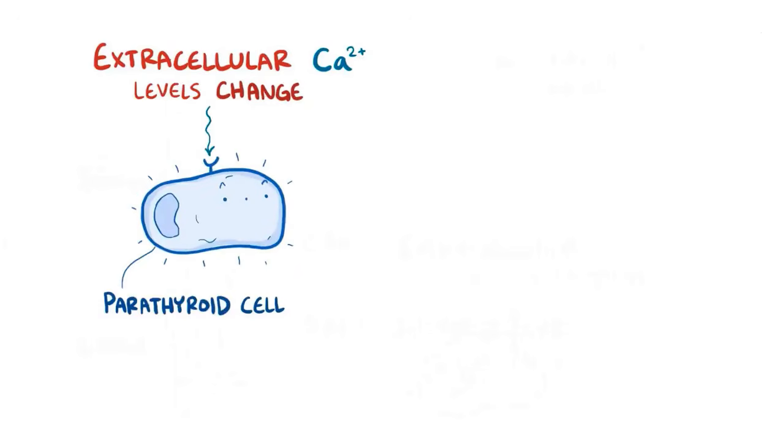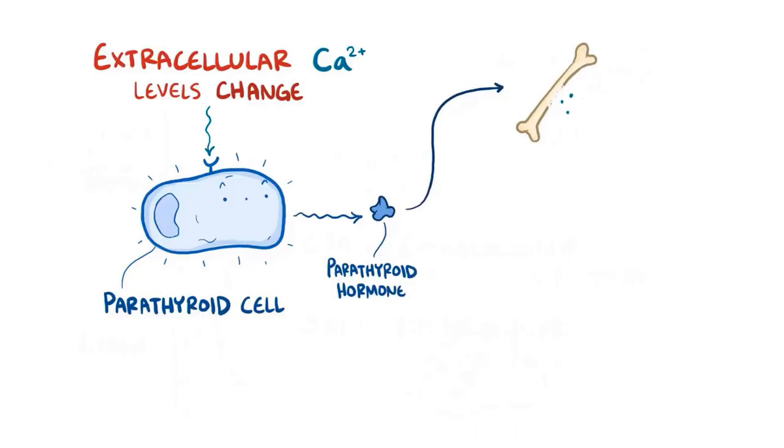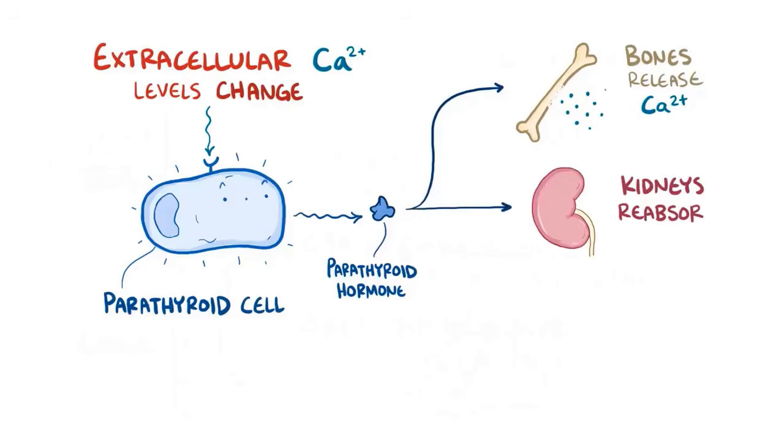Changes in the body's levels of extracellular calcium are detected by a surface receptor in the parathyroid cells that's called the calcium sensing receptor. These changes affect the amount of parathyroid hormone that's released by the parathyroid gland. The parathyroid hormone gets the bones to release calcium, but it also gets the kidneys to reabsorb more calcium so it's not lost in the urine.